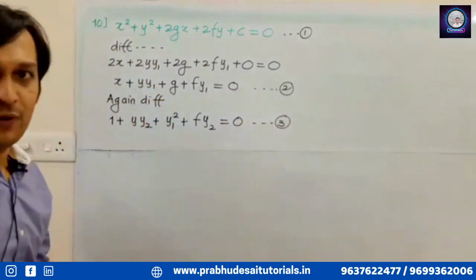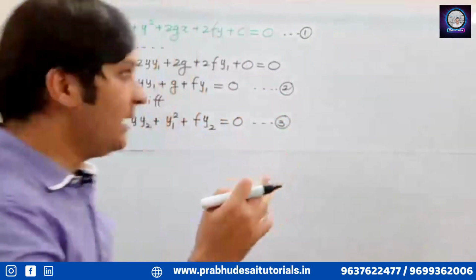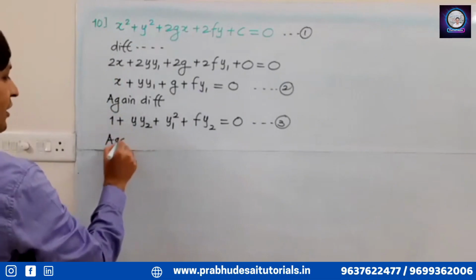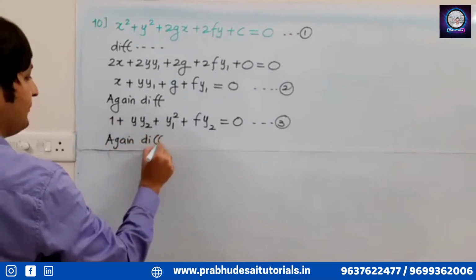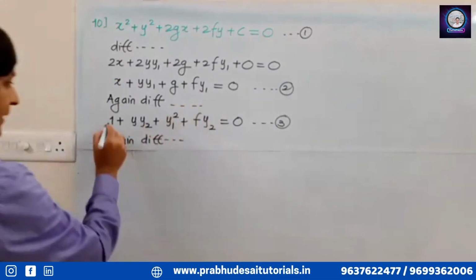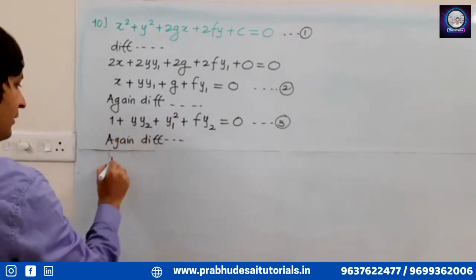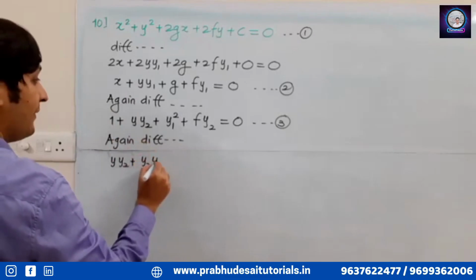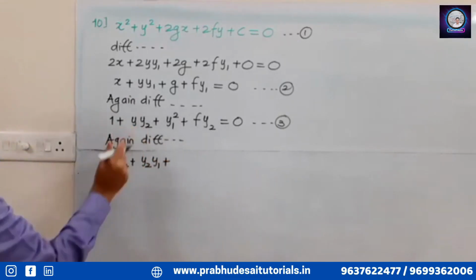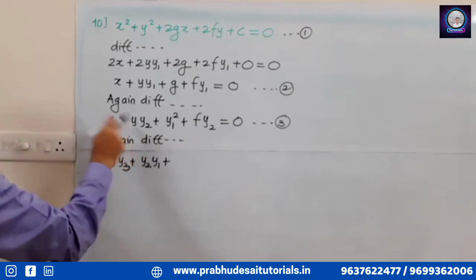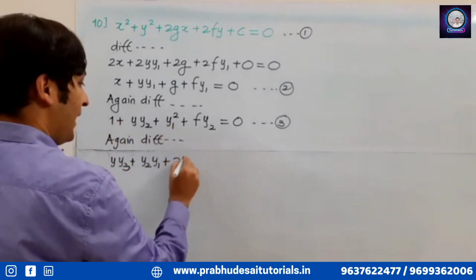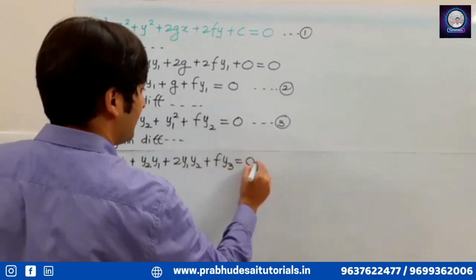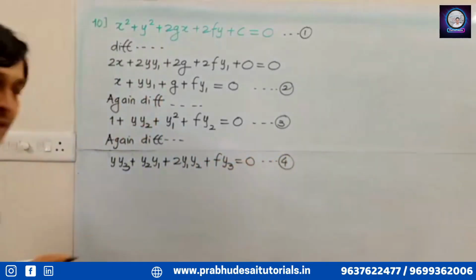Still this is not enough. Why? Total 3 derivatives allowed. I did first derivative, then second, again differentiating, because total 3 derivatives allowed. Again differentiating. 1 will be 0. This will be uv rule. y derivative of y2 is y3. y2 derivative of y is y1. Correct? u derivative of v, y y3. v derivative of u, y1 square will be 2 y1. Derivative of y1 is y2. f y2 will be f y3 is equal to 0. Equation number 4. We got it like this.